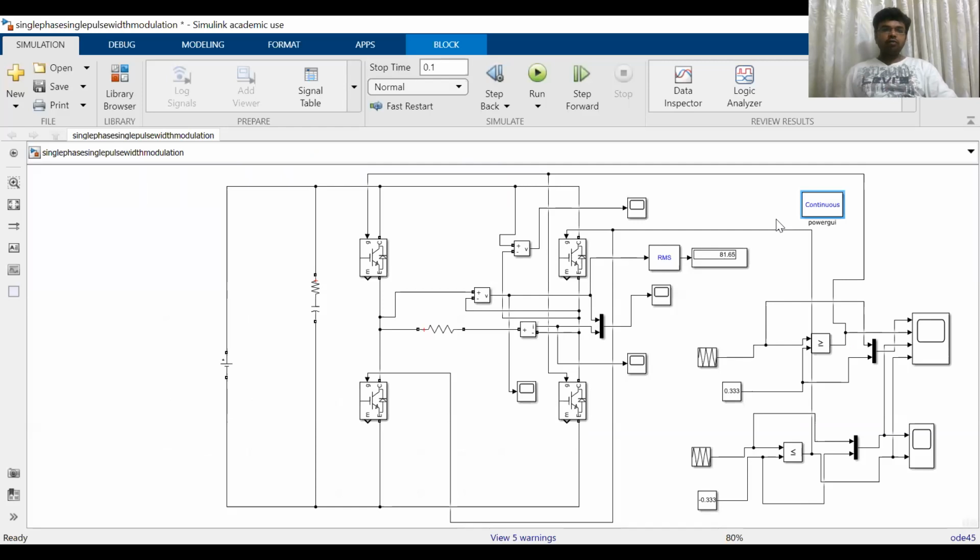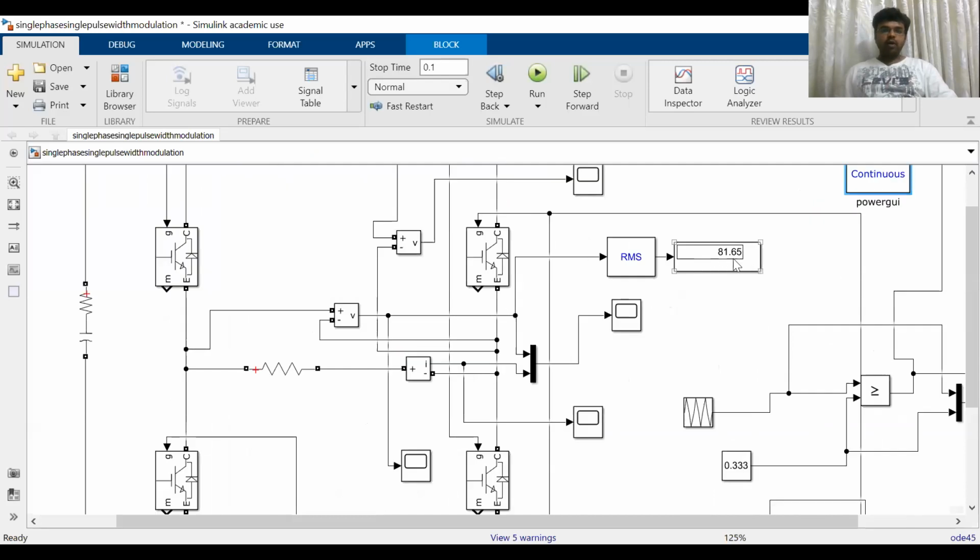What is the RMS output voltage we have to get? 81.26. See, this is almost equivalent to 81.6. This is the RMS output. The fundamental is 110, which I have shown just now.